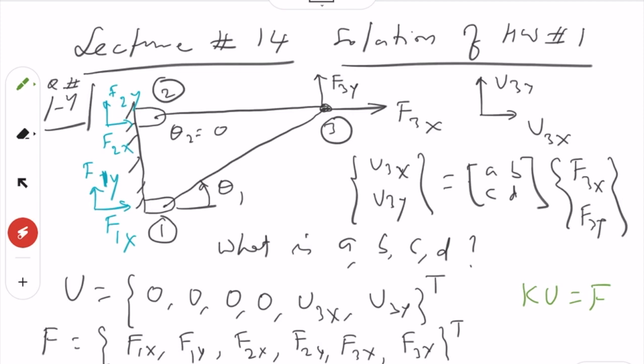Since you ignore the first 4 rows, instead of having the whole thing you will have just these 2 in u, just these 2 in f, and in k you will have only the stiffness corresponding to the 5th and 6th rows and 5th and 6th columns. So accordingly, we don't have to write and assemble like that. We know that that is the case.